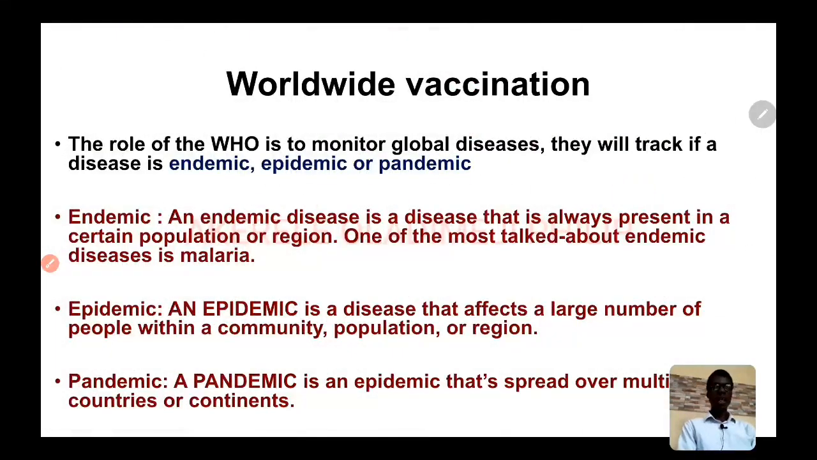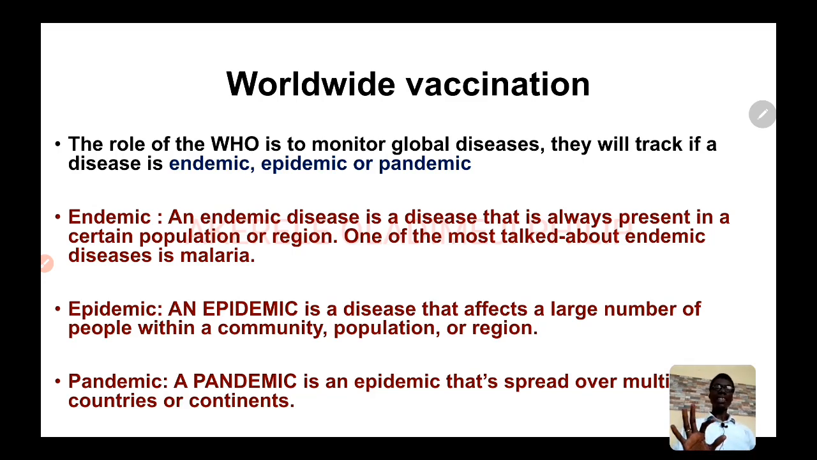So moving on. There's something we call worldwide vaccination, which talks about the effect of vaccination on the whole world, as it were. Now, the role of WHO, which is the World Health Organization, is to monitor global diseases. They will track if a disease is endemic, epidemic, or pandemic. I'm very sure that pandemic will sound more familiar because COVID-19 is actually a pandemic in itself, but I'm going to explain all of the three now. So what's the meaning of endemic?